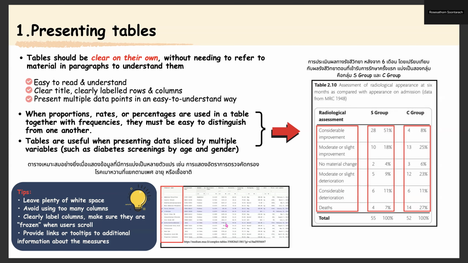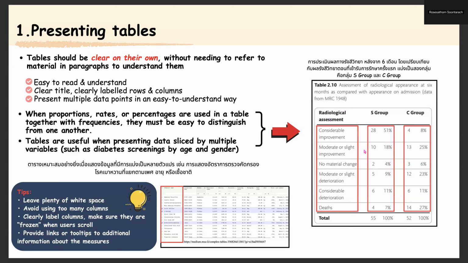Clear title, query label, row, and column. Present multiple data points in an easy to understand way. When proportions, grades, or percentages are used in a table together with frequency, they must be easy to distinguish from one another. For example in this table, there are many variables and variations, and there are two groups, and they put the frequencies and the percentages. So you need to separate between frequency and percentage like this.